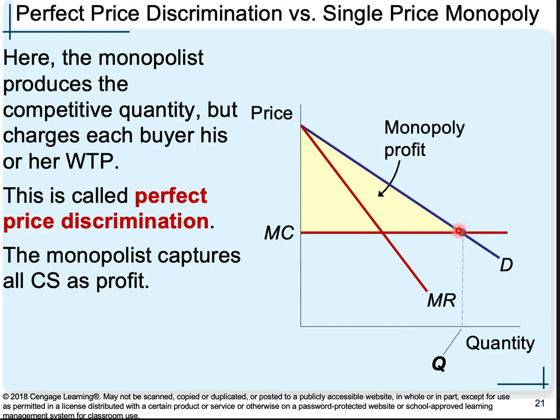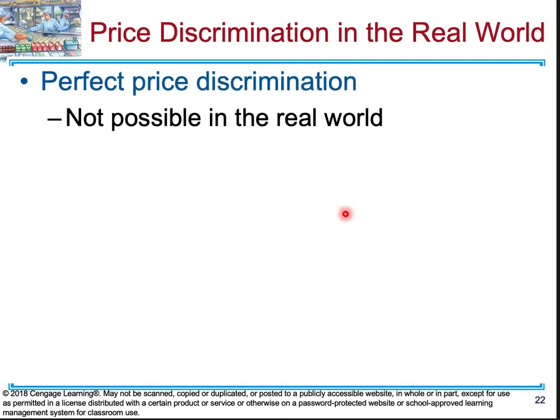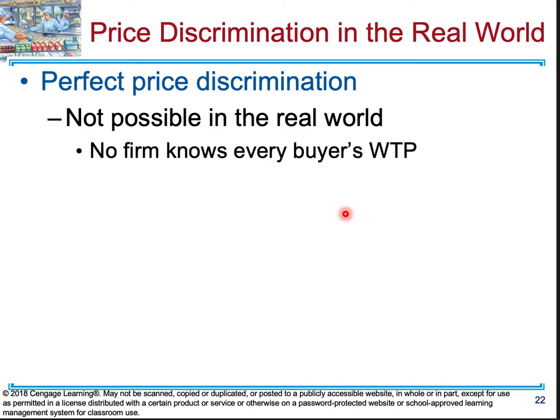Because again, each individual on this curve is a different point. This point is showing us their willingness to pay. If we charge them each the specific price that they're willing to pay, we capture this whole curve. And there's no deadweight loss. That's perfect price discrimination. Now, as I mentioned, perfect price discrimination is not possible in the real world. No firm knows every buyer's willingness to pay. And buyers do not reveal this to their sellers. Again, they always withhold information.